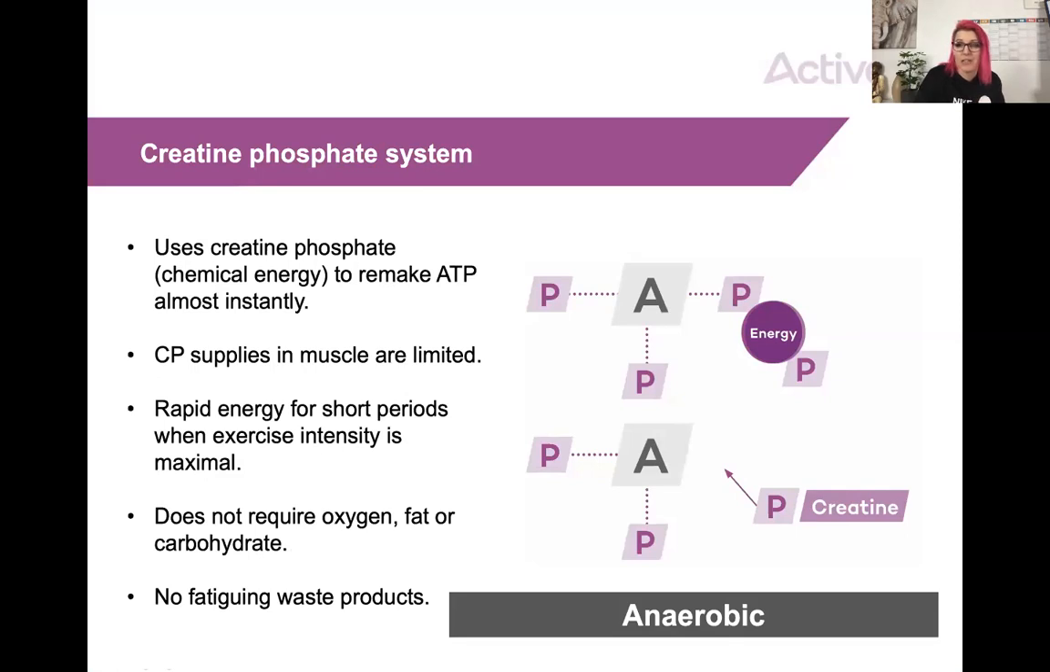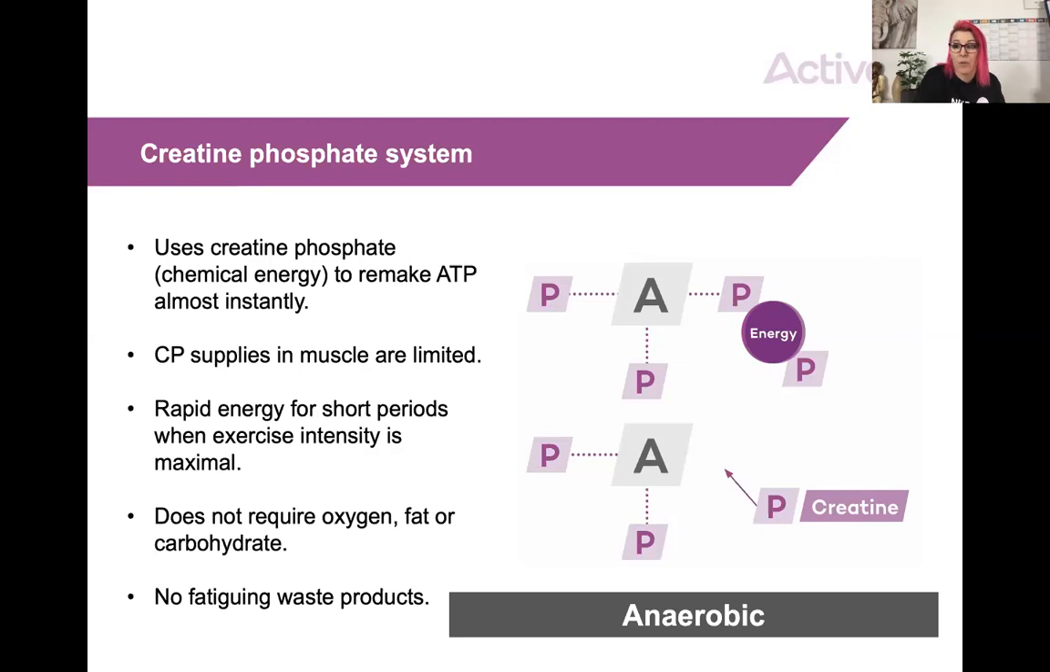So creatine phosphate is stored within the muscle cells and is limited supply. There's not much of it. Around about 10 seconds worth of energy we have supplied in our muscles, and then it's gone. So it's for rapid energy, short bursts, so when we need max intensity, so anything that takes up to 10 seconds. So for example, a 100-meter sprint would be using your creatine phosphate system.